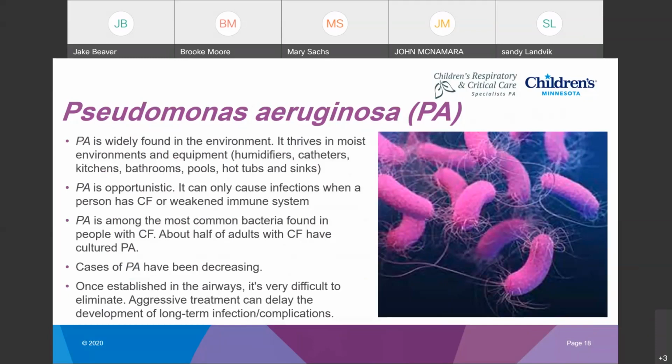About 50% of adult patients with CF will have Pseudomonas. That being said, with the onset of modulator therapy, cases of Pseudomonas have been decreasing. Historically, once Pseudomonas has been established in the airways, it's been difficult to eliminate, but that too has changed with the onset of modulator therapy. We still treat positive cultures for Pseudomonas aggressively so that we can delay the development of complications.